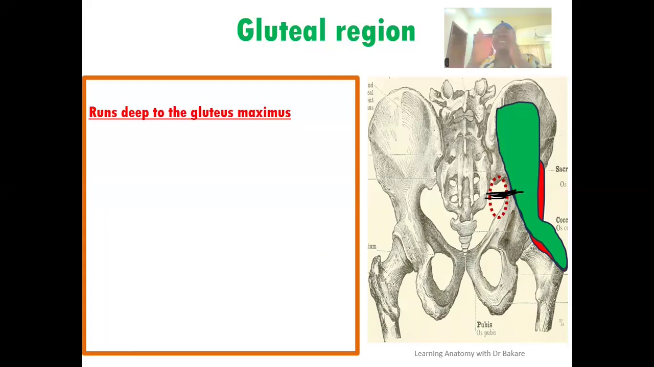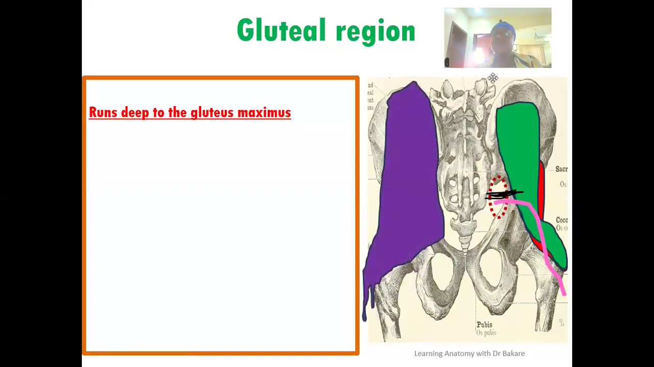So the foramen that is created inferior to the piriformis, which is referred to as the infrapiriform foramen, is seen to allow for the exit of the inferior gluteal artery. And this is what is highlighted here in pink. So you have the inferior gluteal artery at this point, but it is located deep to the gluteus maximus. This is where we have the gluteus maximus here highlighted in purple.